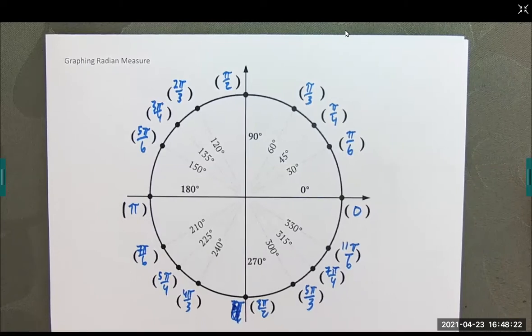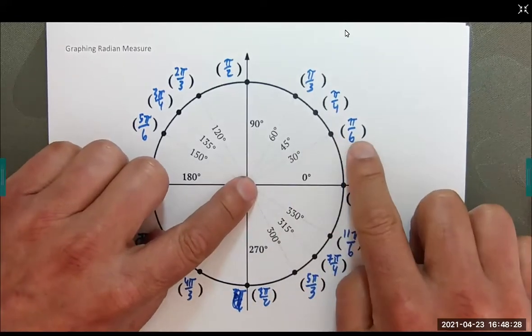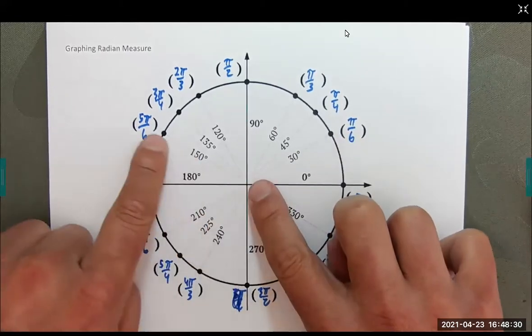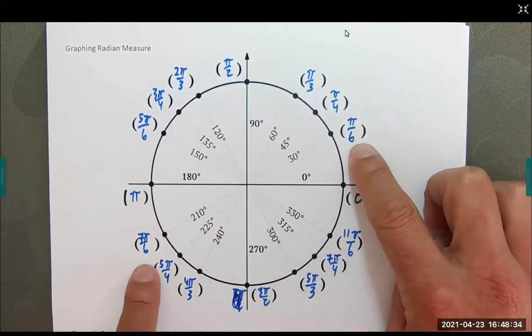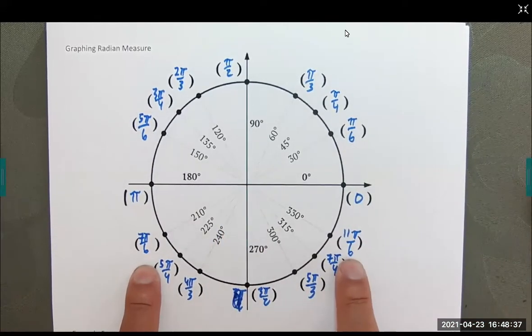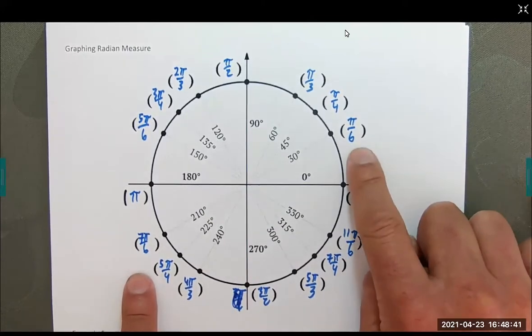And I do want to show some patterns. Now, when we have a reference angle of 30 degrees, so here's 30 degrees. Here's a reference angle of 30 degrees. Notice they're both over 6. So anytime you see one that's over 6, we right away know what its reference angle is. It's 30 degrees or pi over 6.